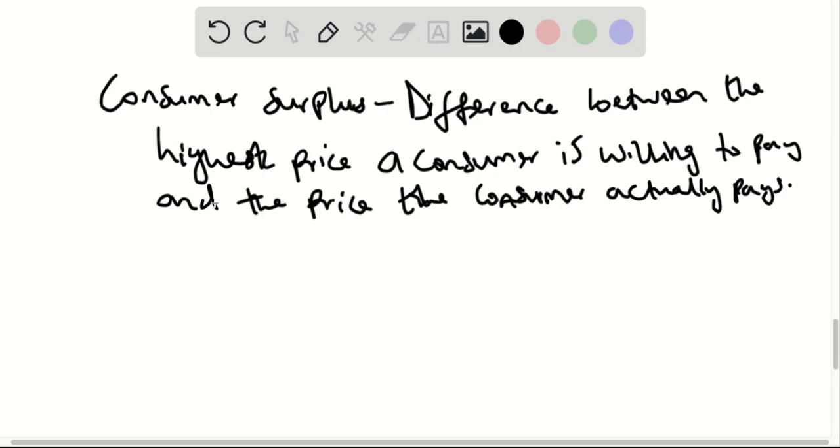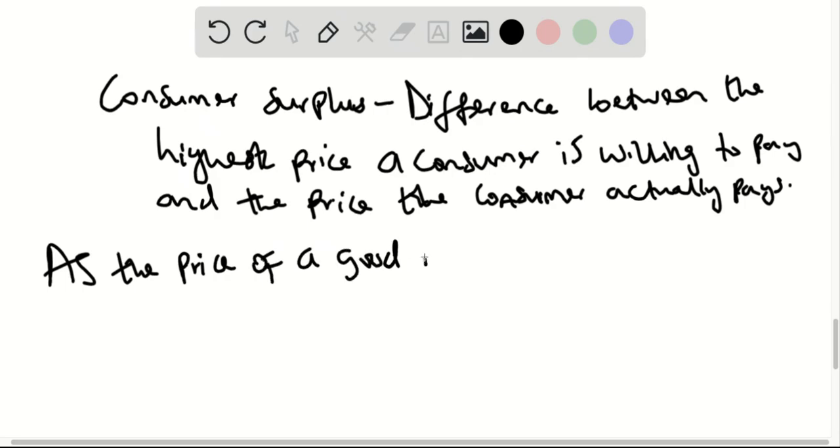So now, how does consumer surplus change as the equilibrium price of a good rises or falls? As the price of a good rises, first of all, the consumer surplus will decrease. For example, like we said, the highest price you're willing to pay is $10 and the price you actually pay is $5.